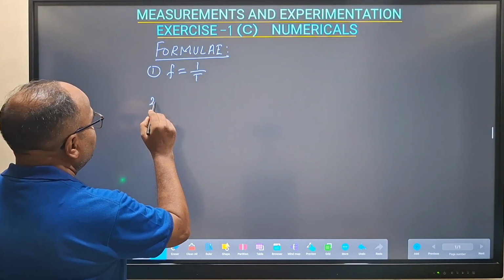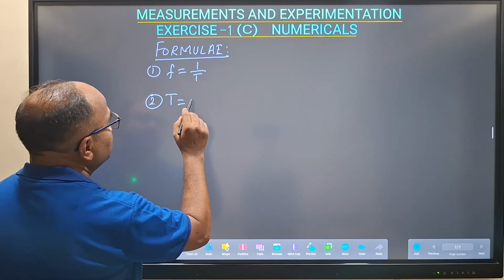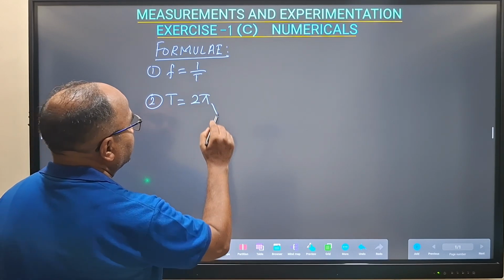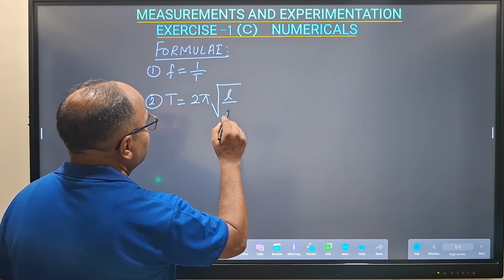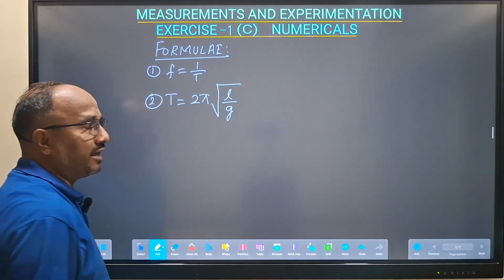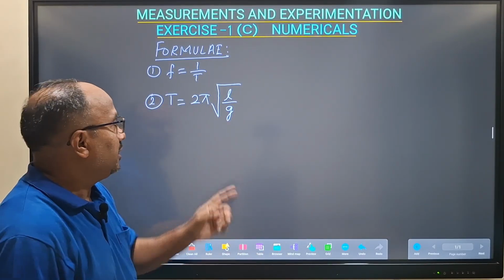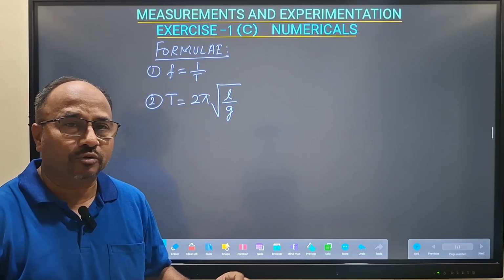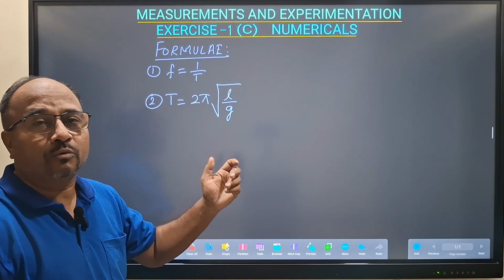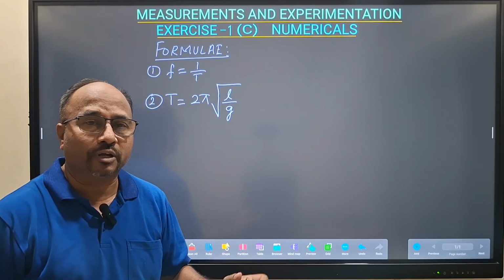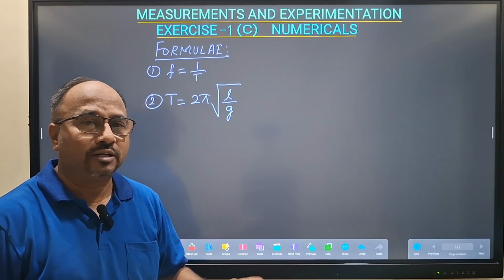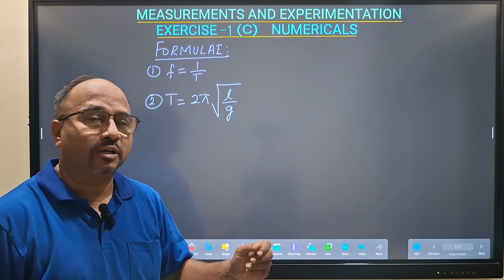And the second formula which we need here is the formula for finding the time period. T is equal to 2 pi root over L by g, where L is the effective length of the pendulum and g is the acceleration due to gravity. So only we will be requiring these two formulas to do the numericals of this part. So let us see one by one all the numericals of this one.